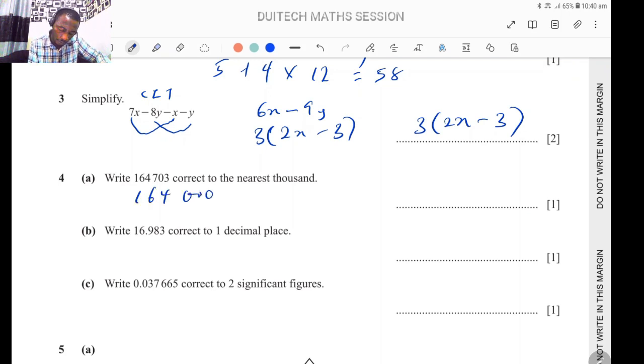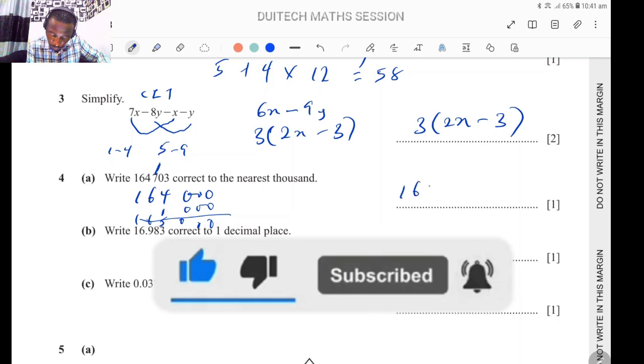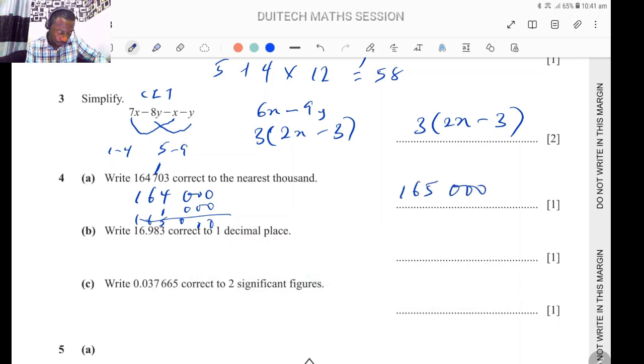But we cannot discard the 7 like that. If a digit falls between 1 to 4, we are not going to pick anything from it. But if it falls between 5 to 9, we pick 1 and add to the other one. So since 7 falls between 5 to 9, we pick 1 from 7 and add it to the last value, 4. So that will become 1,000 added together, so we have 5, 6, 1. So the answer here is 165,000.